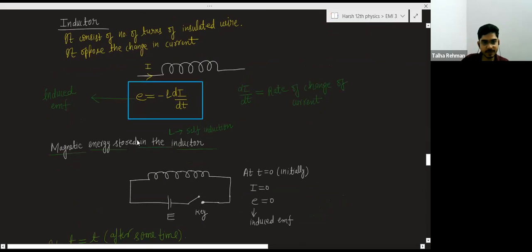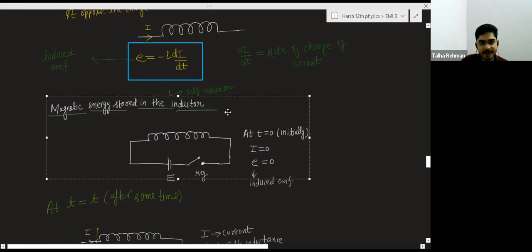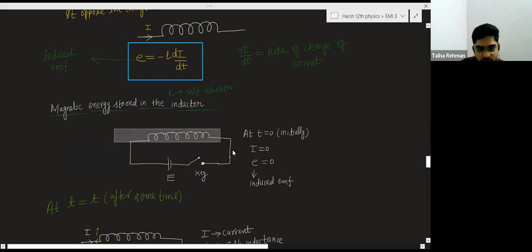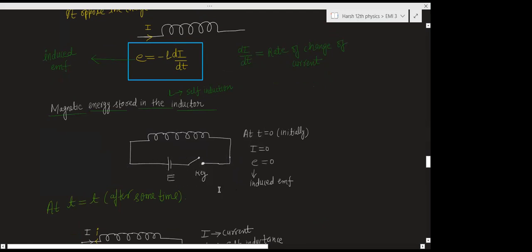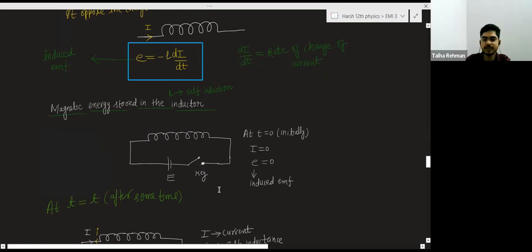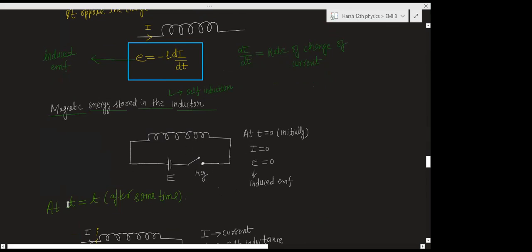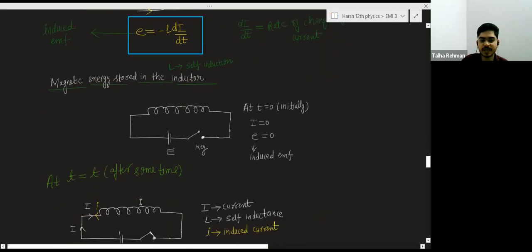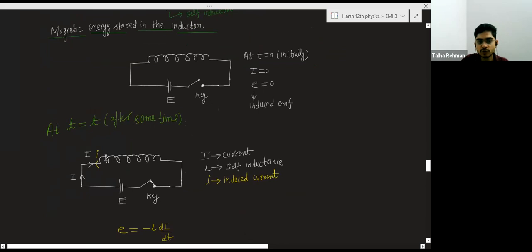See here, we will discuss this. Magnetic energy is stored in the inductor. So suppose this is your inductor, and this inductor is connected with a battery. And this is the key. This time the key is open. There is no current. At t is equal to 0, initially the current in the inductor is 0. The induced EMF will be 0 because there is no current. After some time, at t is equal to t, you have closed this key. So there will be a current in the inductor, and there will be an induced current in the opposite direction. I have told you.